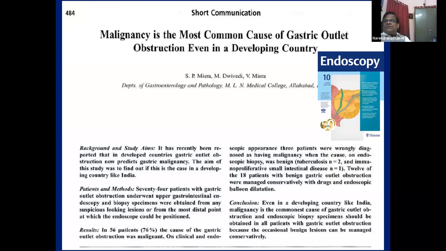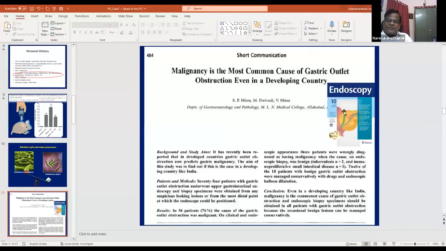But I think they say that malignancy, and even from the West, they found that about 40 to 50% of cases of gastric outlet obstruction are due to malignancy. So I think that is the most common cause of gastric outlet obstruction. That's something that you should know about. Okay. I will stop sharing, and I think you're okay.